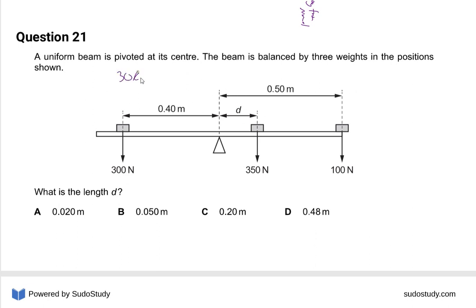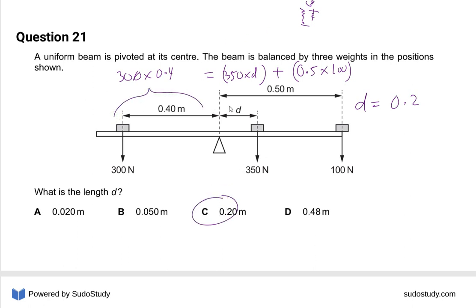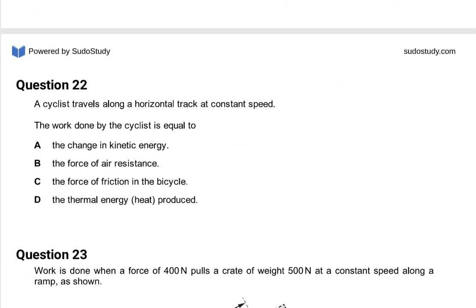Okay, this times this is equal to, again, the moment is going to be 3 times d bracket plus 0.5 times 100. Okay, and then we rearrange. D is going to be 0.2 in this case. So remember, this is the moment for this one, and we have this moment from the pivot, and then we have this whole thing here. So the total clockwise moment equals the total anti-clockwise moment, nice and easy stuff.